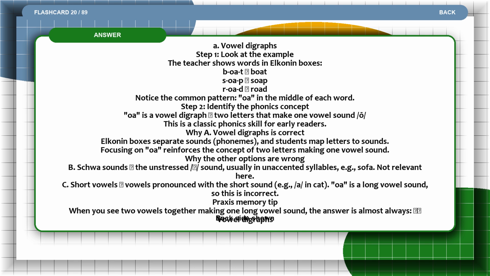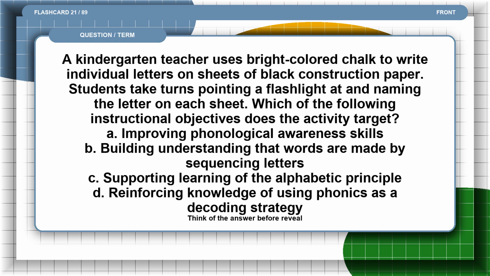Flashcard 21. A kindergarten teacher uses bright-colored chalk to write individual letters on sheets of black construction paper. Students take turns pointing a flashlight at and naming the letter on each sheet. Which of the following instructional objectives does the activity target?